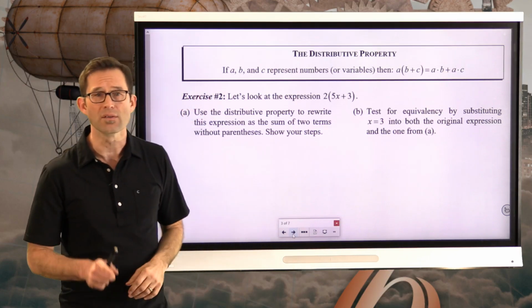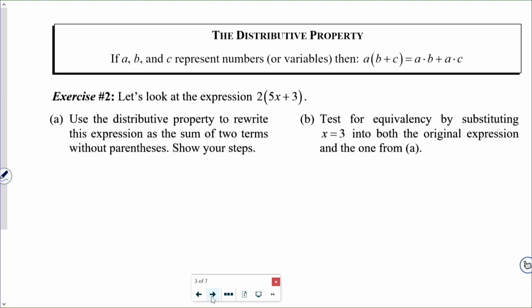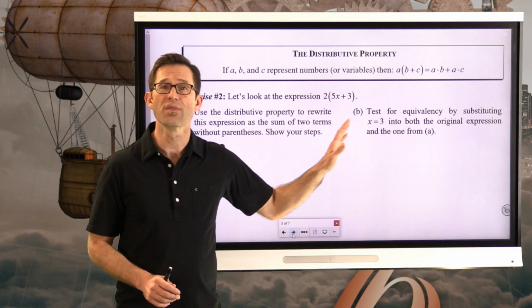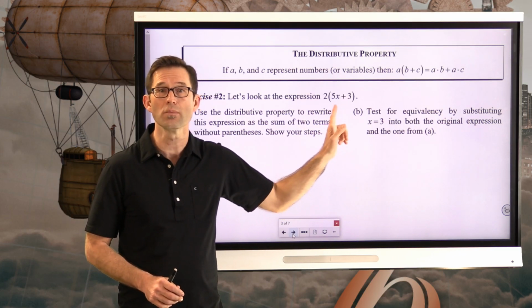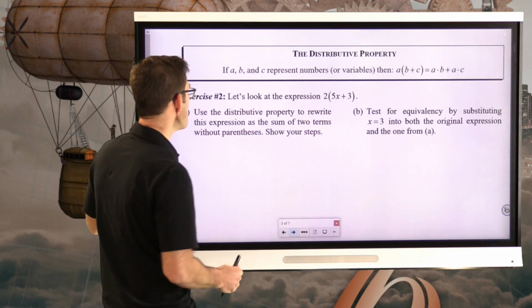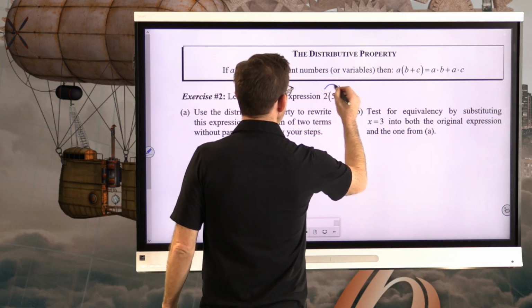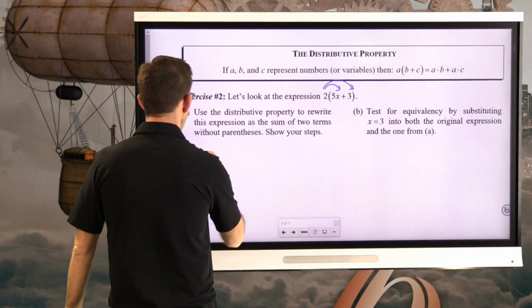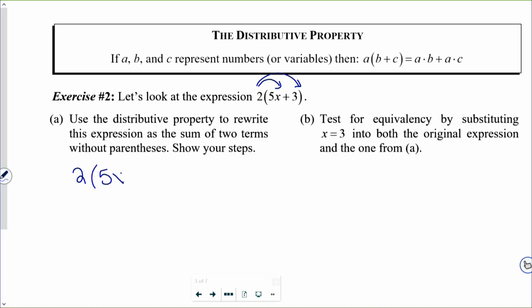So let's see what that means when we look at exercise number 2. Let's look at the expression 2 times the quantity 5x plus 3. Letter A asks us to use the distributive property to rewrite this expression as the sum of two terms without parentheses. Show your steps. All right, great. This is a classic case of the distributive property because we have a sum of two terms inside of this parentheses, and we're multiplying by the number 2. Now you'll see a lot of math teachers do something like this. They'll draw little arrows like this to remind ourselves that what we're really doing is 2 times 5x plus 2 times 3.